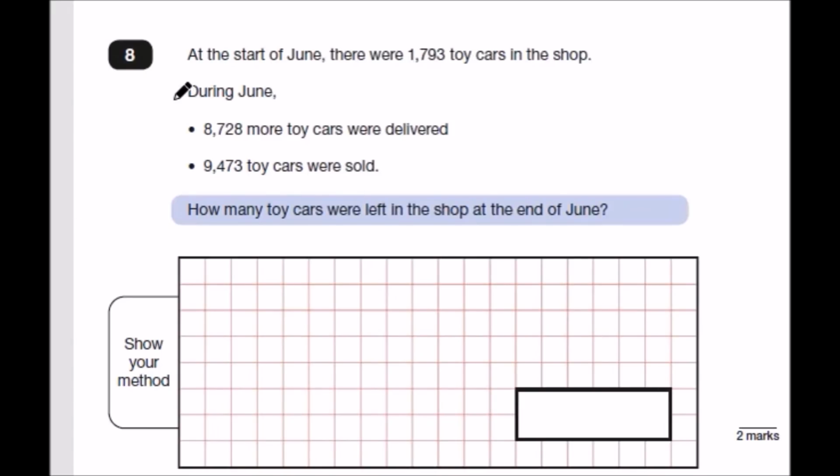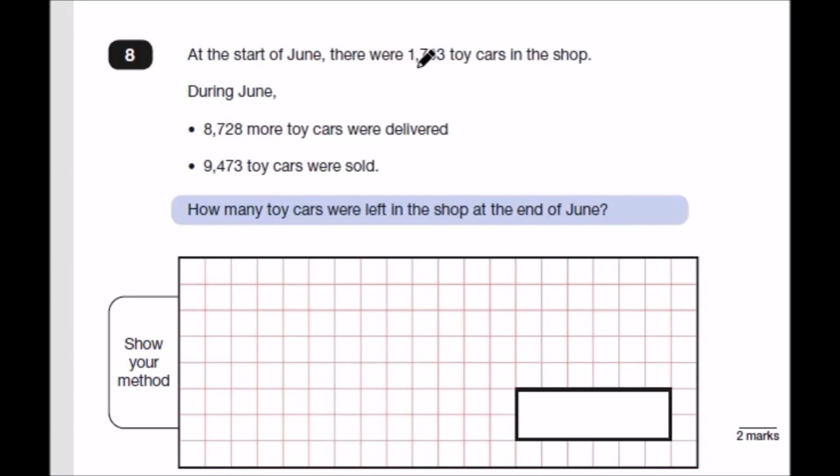Now, number 8. At the start of June, there were 1,793 toy cars in the shop. During June, 8,728 more toy cars were delivered, whereas 9,473 toy cars were sold. How many toy cars were left at the shop at the end of June?